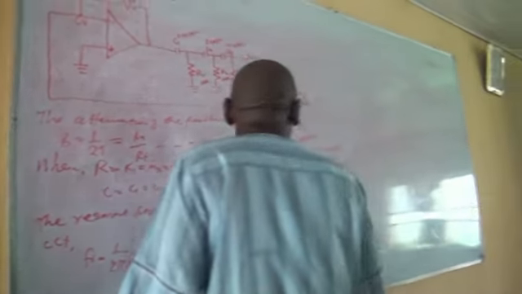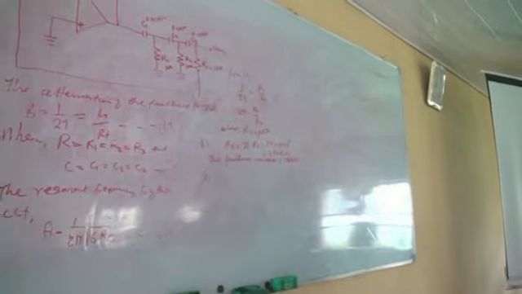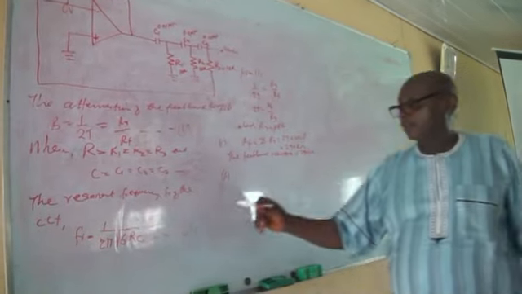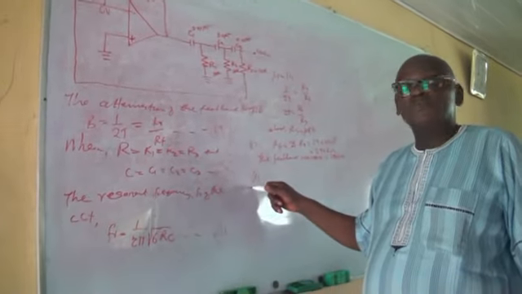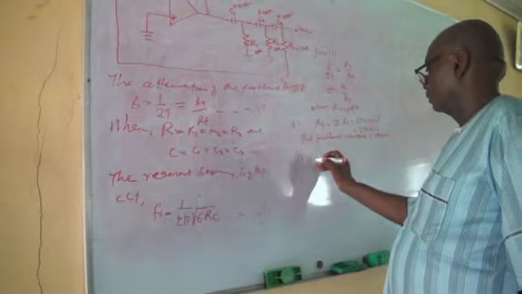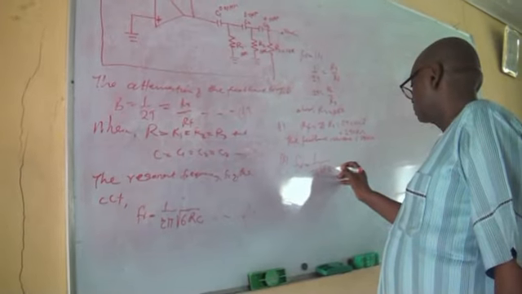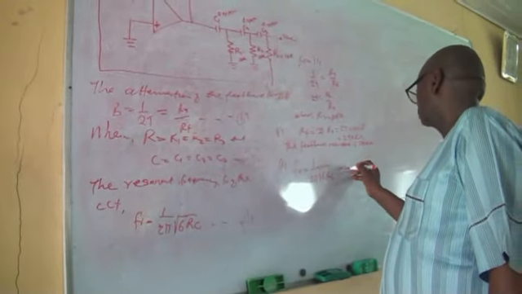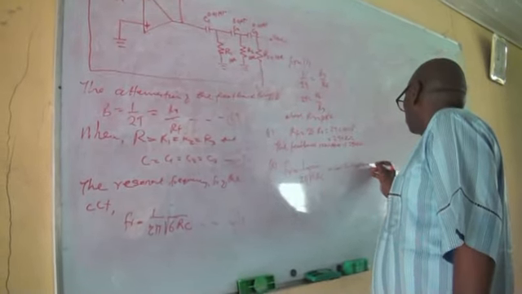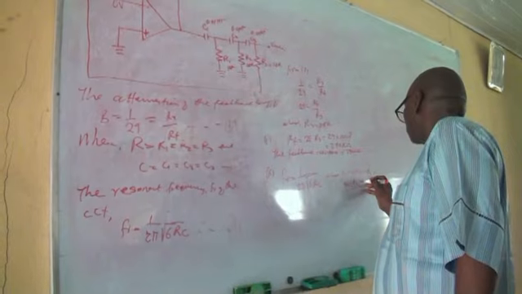Then question number 2. Question number 2 is requesting the resonant frequency of the circuit, the frequency of oscillation of the circuit. So we're going to apply this very formula. This is the formula for the resonant frequency, okay? And we're told that FR equals 1 over 2 pi square root of 6 RC, where C1 equals C2 equals C3, and R1 equals R2 equals R3.